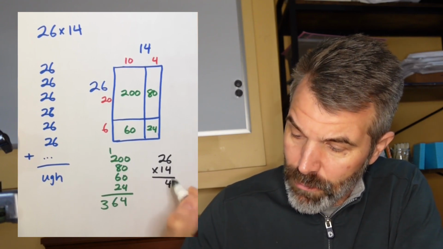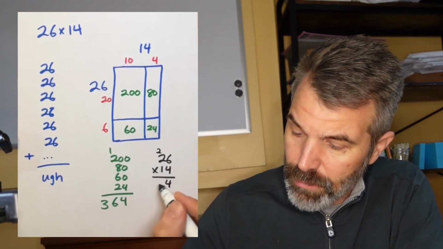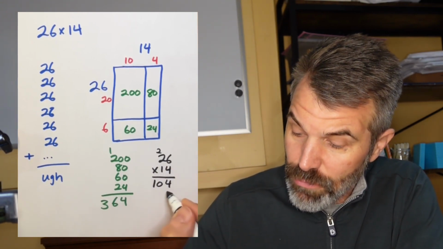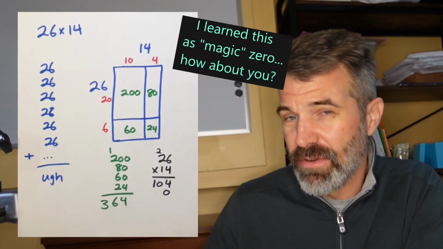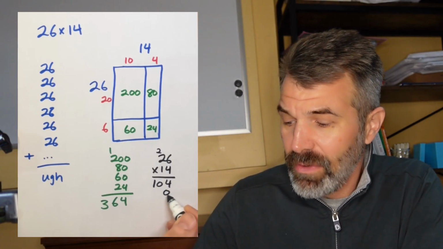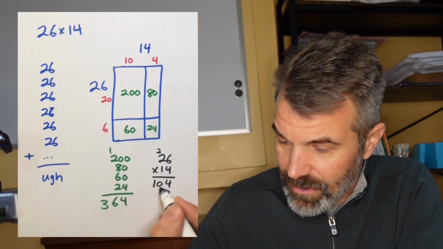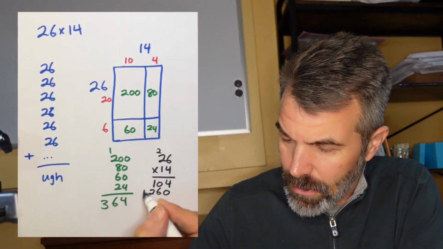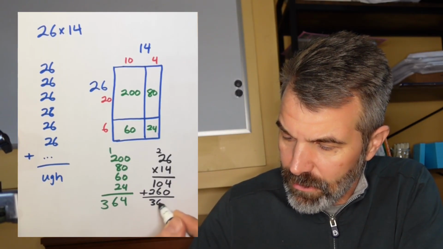6 times 4 is 24. 4 times 2 is 8, plus 2 is 10. We're going to use this zero. I'm going to talk about that zero another time, but I'm going to recommend that we don't call it a magic zero, because there's nothing magic about it. But really, it's going to be 1 times 6, and then 1 times 2. Coming over to here, we get 364.